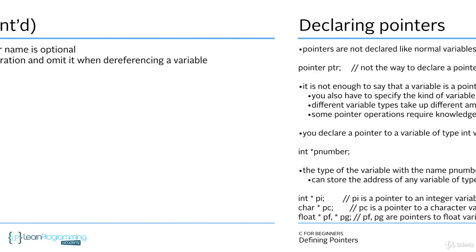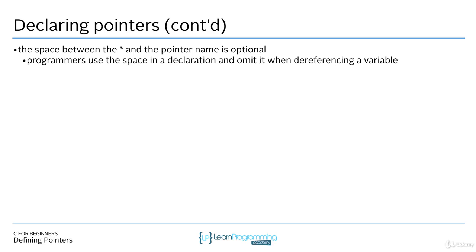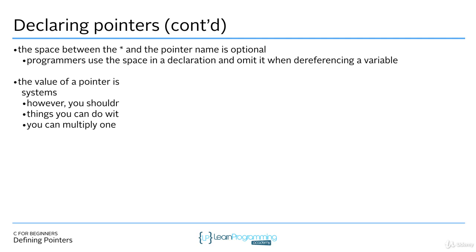Types matter. The space between the asterisk and the pointer name is optional. You don't have to put a space there; you can have no space. What ends up happening, and we're going to talk about dereferencing a variable, is you usually use a space in the declaration, and then when you're dereferencing, you don't use it. So all these declarations should contain a space by convention.